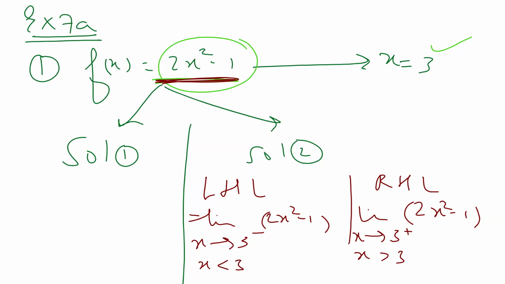Fine. Question number 2. Examine the following functions for continuity. So these are MCQ based. F of x is equal to x minus 5. So it's a polynomial function. It is continuous at any real value of x.